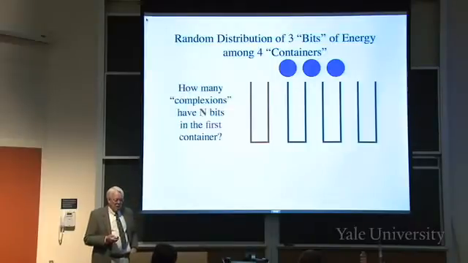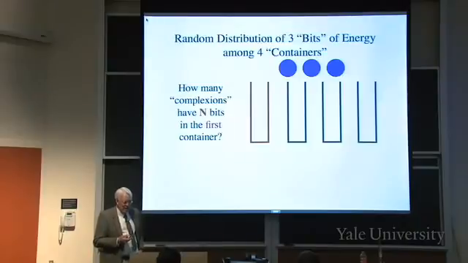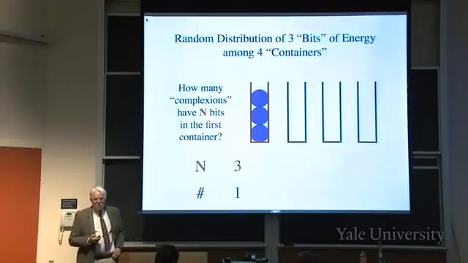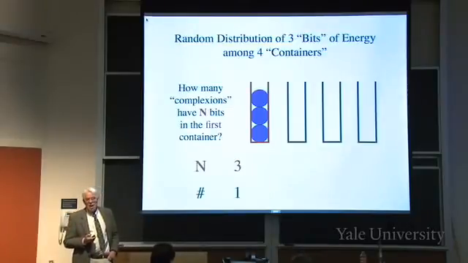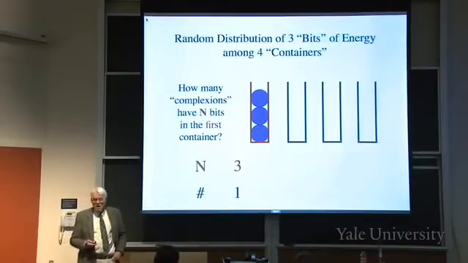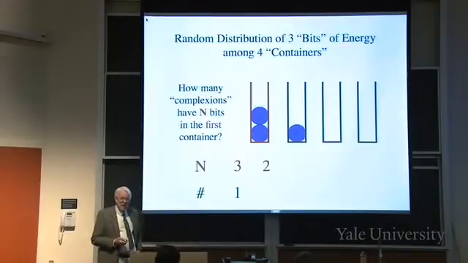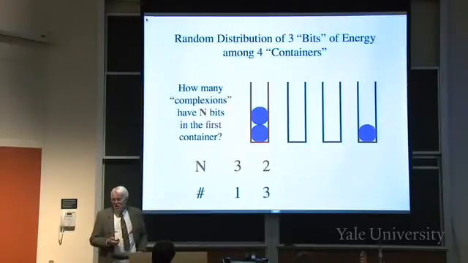Okay, so how many complexions, that's what he called any particular arrangement, a complexion, how many different complexions have a certain number of bits in the first container? Well, suppose you put all 3 of those energy bits into the first container. How many different ways are there of doing that? Just 1, okay? But suppose you put only 2 into the first container. Now how many different ways are there of arranging it so that there are 2 in the first container? There are 3. 1, 2, 3. So there'll be 3 ways of putting 2 bits in the first container.